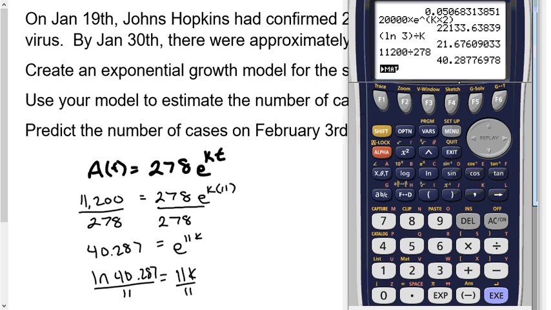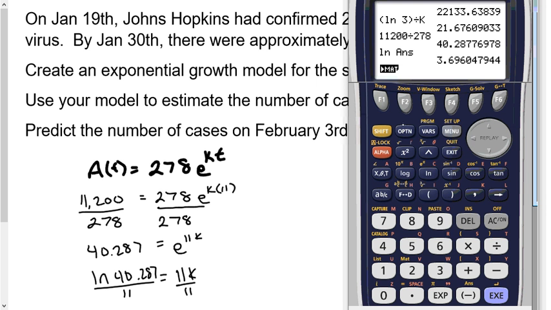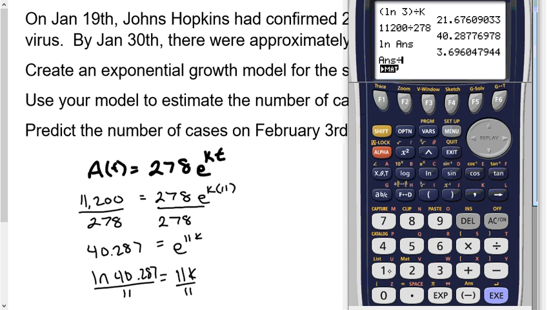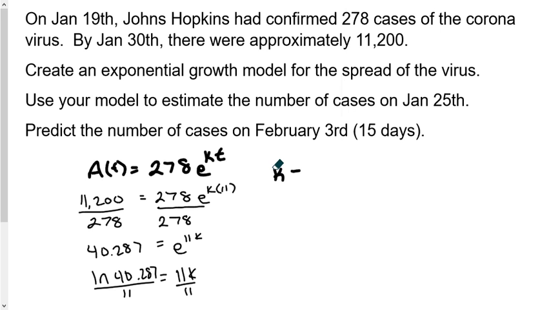So let's go back to our calculator, and now I'm going to take the natural log of that number. So I'm going to use my answer key. Okay, so remember this is temporarily stored in answer, so we just hit natural log answer, and then we'll divide that by 11. Okay, so this number right here, 0.3360, is our k value. So k equals 0.336. That's pretty close. You can store it if you want, but it was 0.3360.